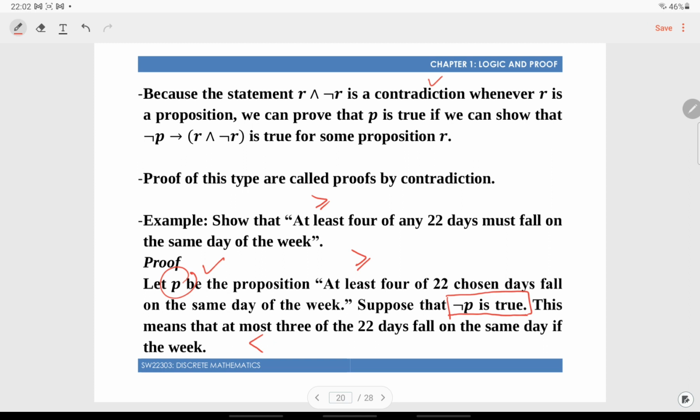Okay, so at most 3 of the 22 days fall on the same day of the week. Okay, so almost the same statement, but then we make it in contradiction way. Previously at least 4, now it becomes at most 3.